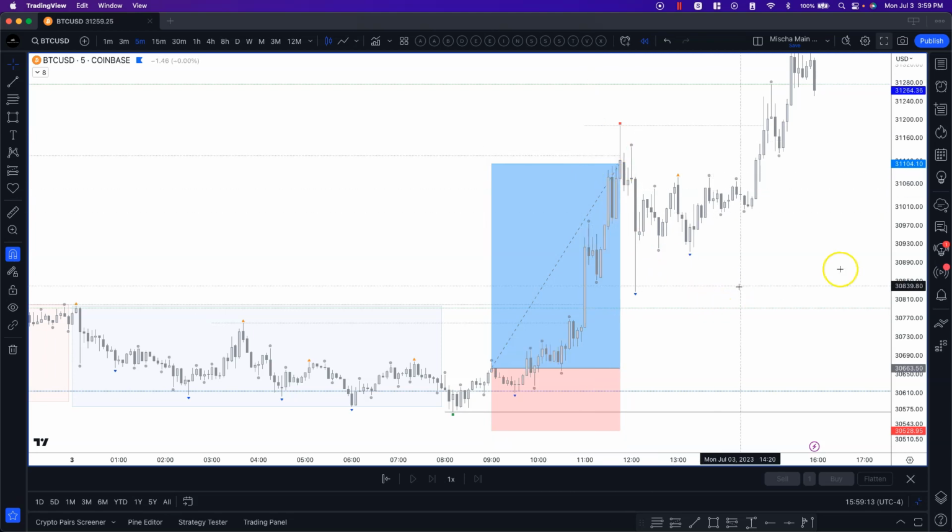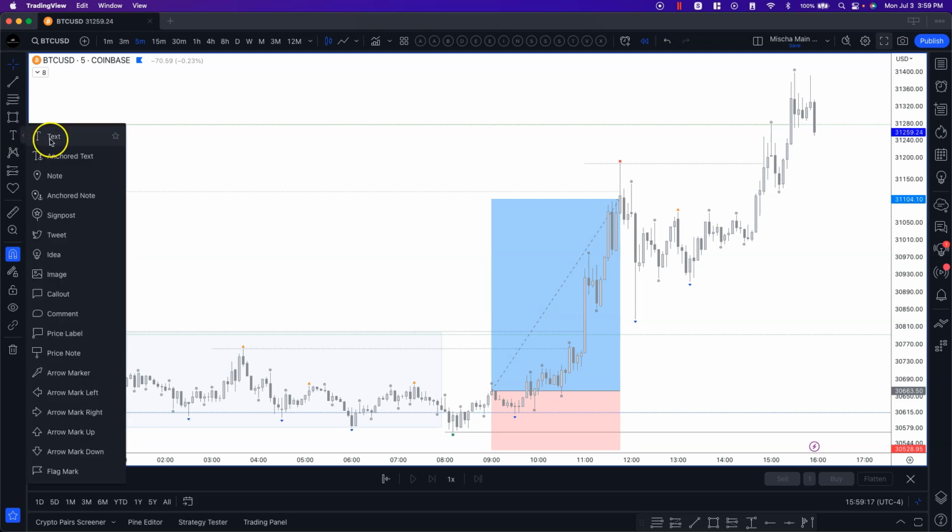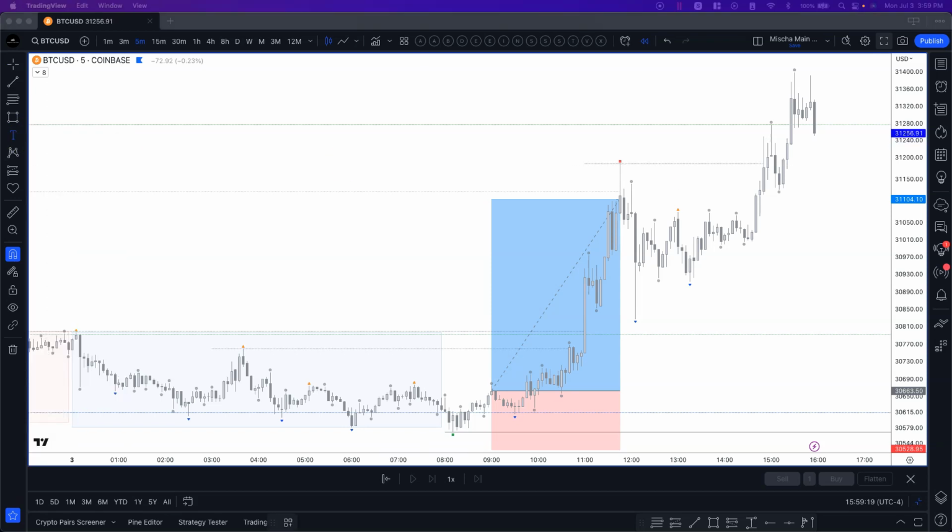Now, what are the key takeaways from that trade? So let's go ahead and look at the different takeaways. So key takeaways.